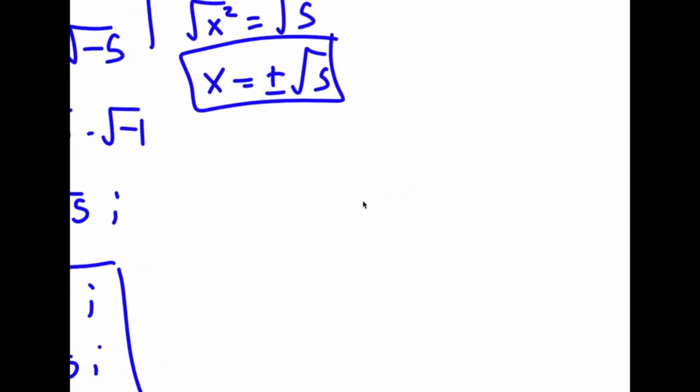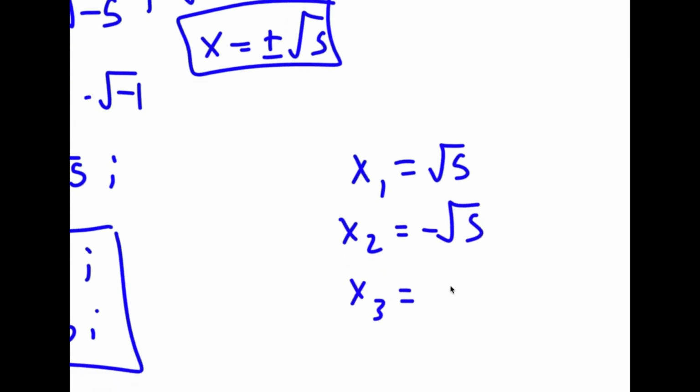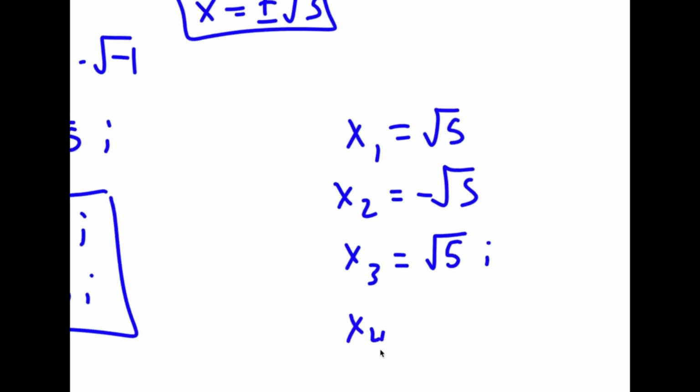So my four solutions to this problem are x is equal to the square root of 5, x is equal to negative square root of 5, x is equal to the square root of 5i, and x is equal to negative square root of 5i.